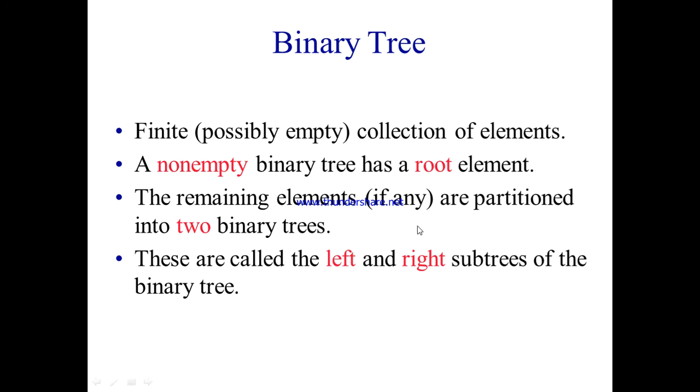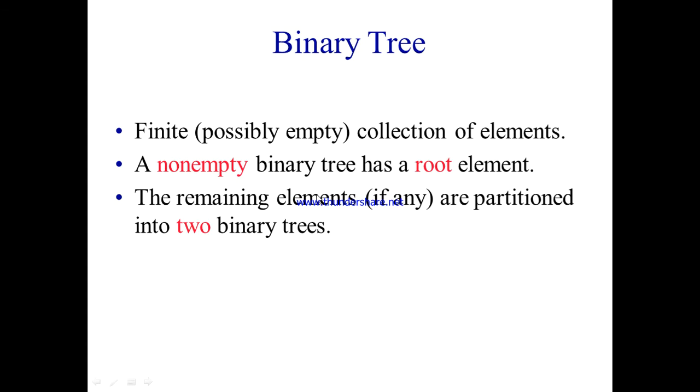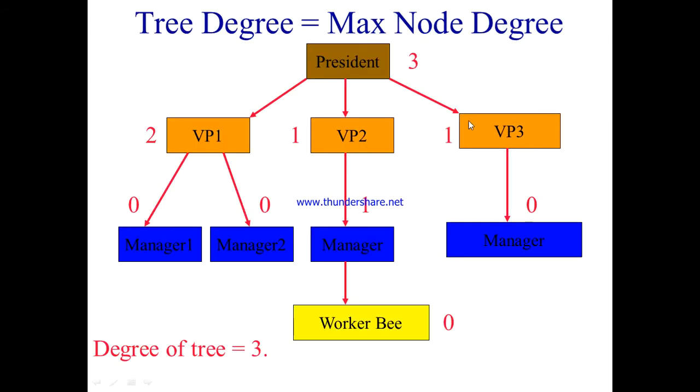So what I told you: if a non-empty binary tree is there, there will be a root node. The remaining elements are also trees, but how many subtrees should it have? Only 2, the left and right subtrees, not more. In the previous example, you can see in this tree there is one subtree here, another here, and another here at the root node. So the root node has 3 children, so 3 subtrees.